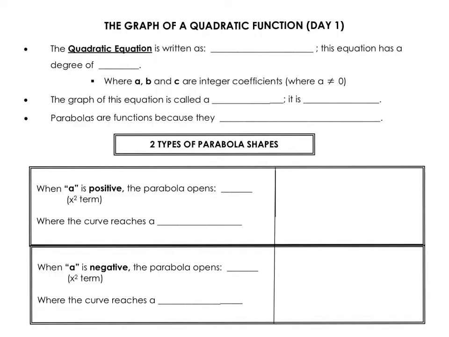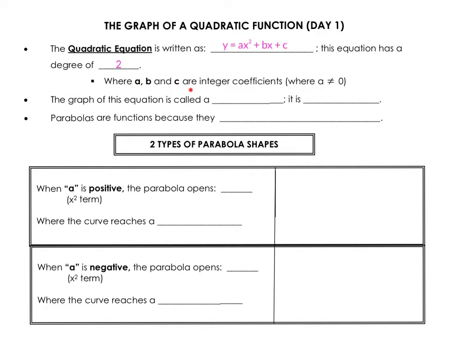Welcome to video day 1, unit 11. Today we're going to talk about graphing a quadratic function. So, the graph of a quadratic function, day 1. What is the quadratic equation? It's written as y equals ax squared plus bx plus c. This equation has a degree of 2. Remember that degree is your highest exponent.